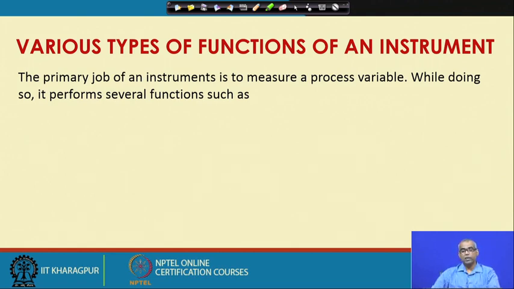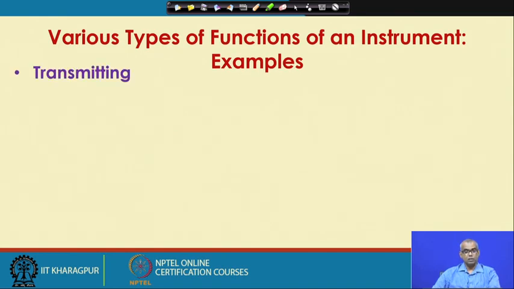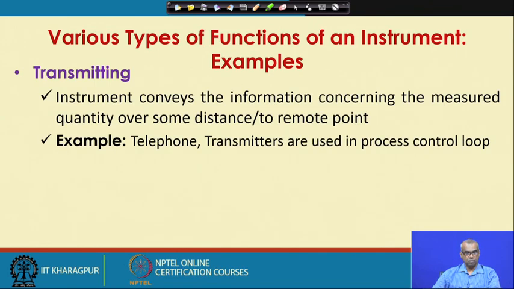Now, let us talk about various types of functions of an instrument. The primary job of an instrument is to measure a process variable. While doing so, it performs several functions such as transmitting, signaling, registering, indicating and recording. So, let us go through each of these. Transmitting functions. The instrument conveys the information concerning the measured quantity over some distance or to a remote point.